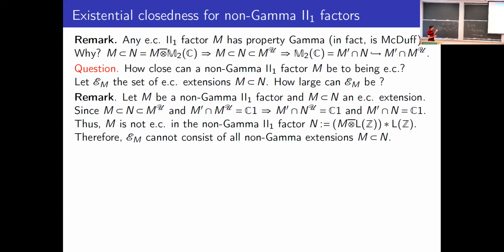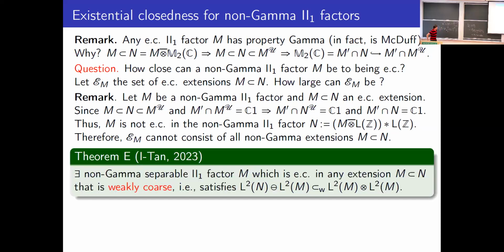The reason I gave this example is that it tells you that if you start with a non-gamma II1 factor, there's a non-gamma extension in which M is not existentially closed. So E of M cannot consist of all non-gamma extensions. So there isn't a II1 factor M that is non-gamma and is existentially closed in the non-gamma universe, if you want. So if you're looking at non-gamma II1 factors, you have to be more restrictive in the types of existentially closed extensions you consider.